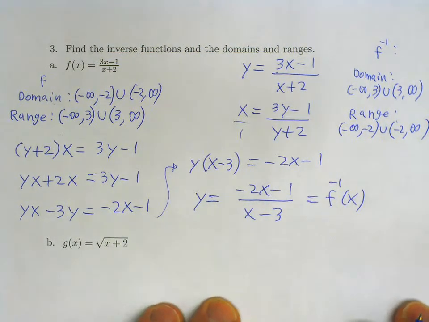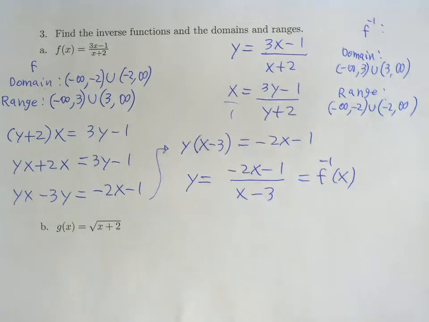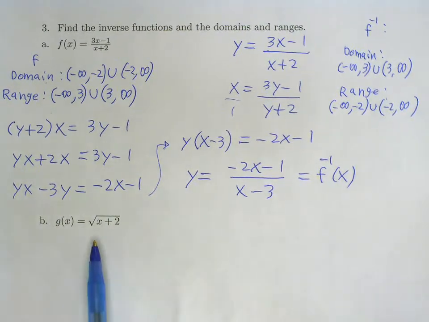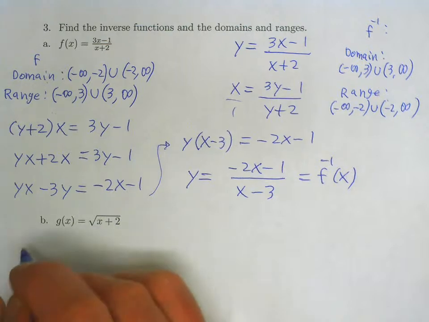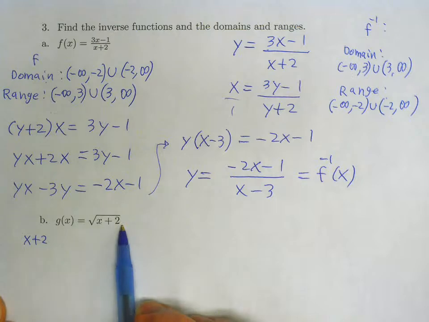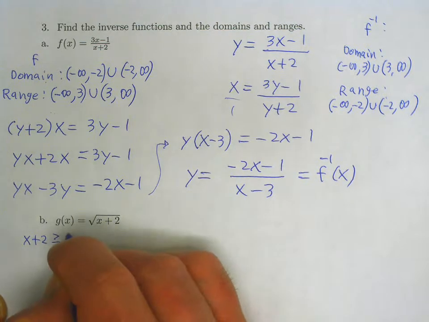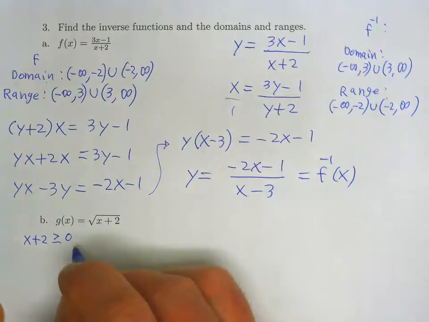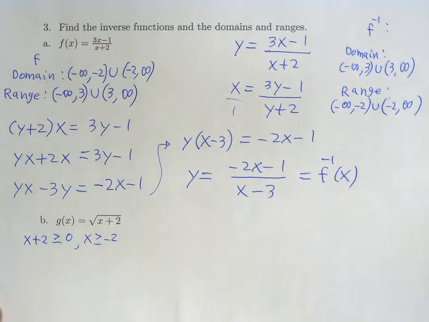Okay, so that covers part A. Part B, the square root, g of x equals the square root of x plus 2. Since it's a square root, we want the radicand to always be non-negative. So that means x plus 2 is greater than or equal to 0, which means x is greater than or equal to -2.